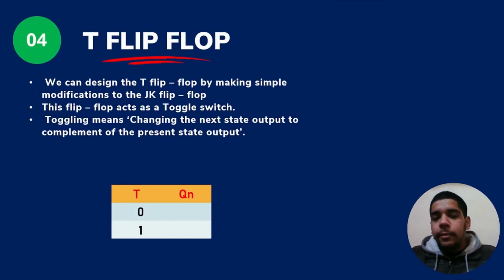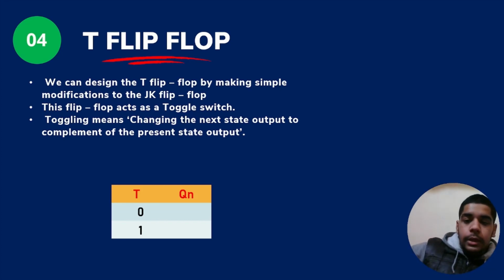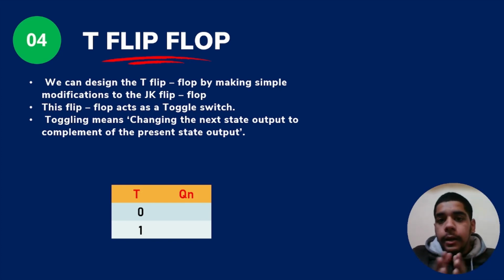So for the T flip-flop, as you have already seen, we can design the T flip-flop by making a simple modification to the JK flip-flop. The flip-flop acts as a toggle switch. So what do we mean by toggle? Changing the next state output to the complement of the present state output. It means अगली जो स्टेट आएगी उसको वो इंस्टेंटली चेंज कर देगा. इफ 1 है तो 0, 0 है तो 1. And if you are not able to understand this at this time, I assure you that when we give the demonstration, especially of the toggle flip-flop, you will understand each and everything about what toggling means.